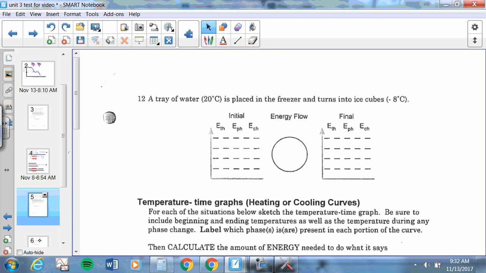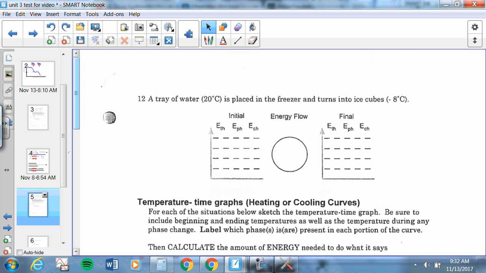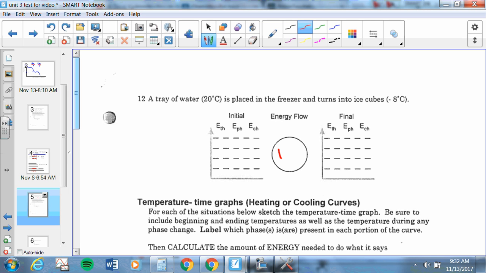And I'm going to skip over to the LOL. There's only one of them here. We'll probably have more, but let's walk through this idea. A tray of water is placed in the freezer and it turns into ice. Well, let's see. We're talking about the water or the H2O. I write the system in the middle. That's how I start an LOL.